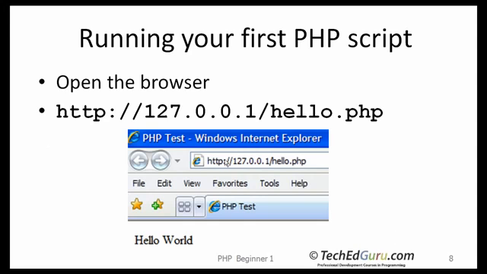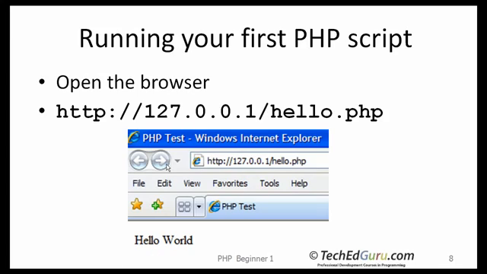Then you cannot run this file by double clicking on it. What you need to do is to open the browser and type in this URL, http://127.0.0.1/hello.php. That's what the URL should look like in your browsers. And when you run that one, what you would get is this output. It basically was generated by the PHP code that you wrote.